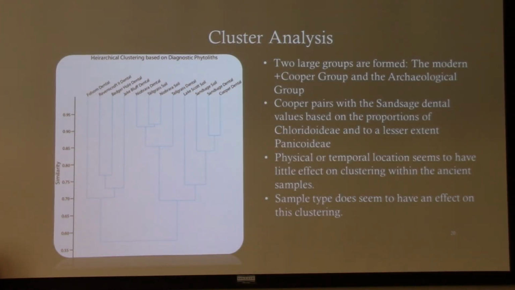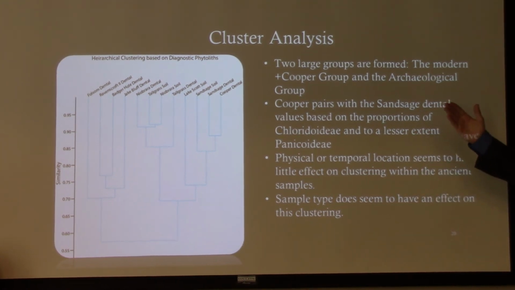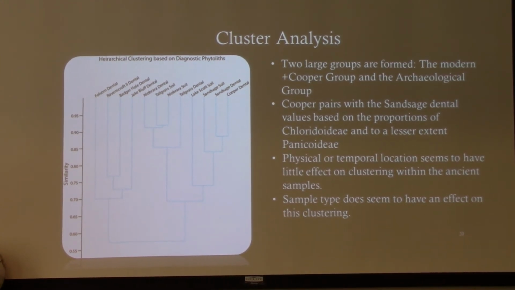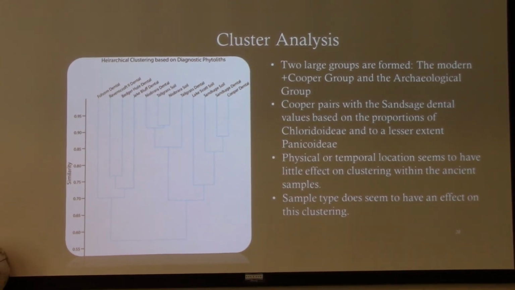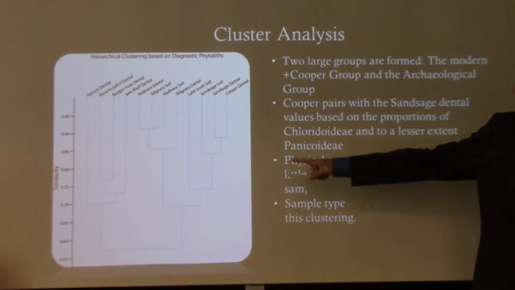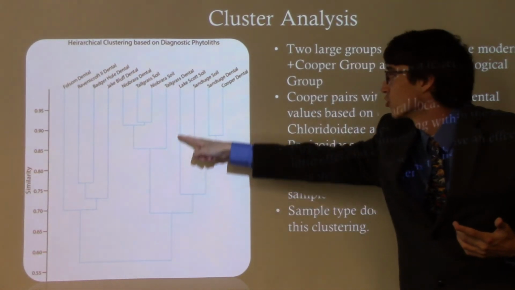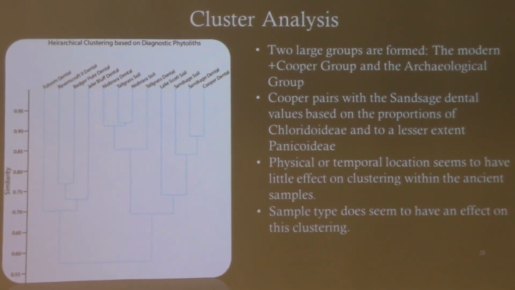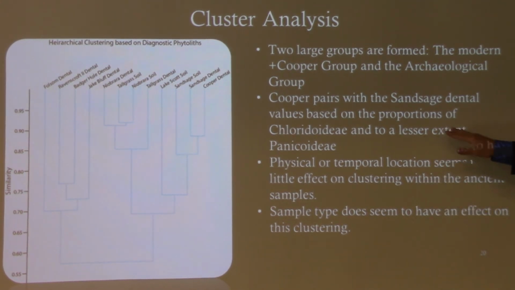Then I performed a cluster analysis. As we can see on the cluster analysis, two large groups are formed. These are the modern plus Cooper group and the archaeological group. And within the modern plus Cooper, we can also see, again, Niobrara and Tallgrass grouping together. Cooper pairs with the sand-sage dental values because of that high proportion seen within the Cooper sample of the Chloridoideae phytoliths, and to a lesser extent, the relatively high sample of Panicoidae phytoliths.